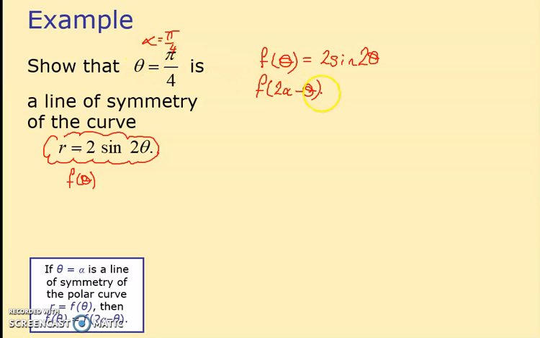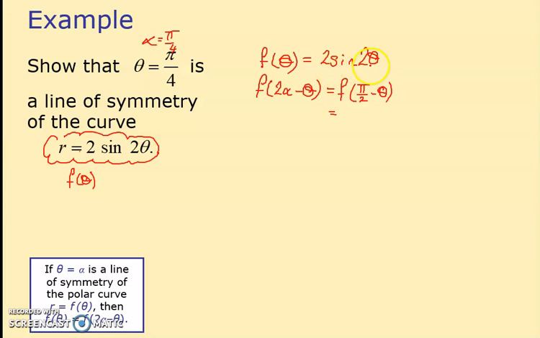What we can therefore do, if I know that my alpha is pi by 4, is say, well, I'm going to do f. And rather than putting just theta into my function, I have to put this weird 2 alpha minus theta in. 2 alpha is 2 lots of pi by 4, which is pi by 2. That's 2 quarters minus, and it says here, minus theta. So I've got to put minus theta into my function.